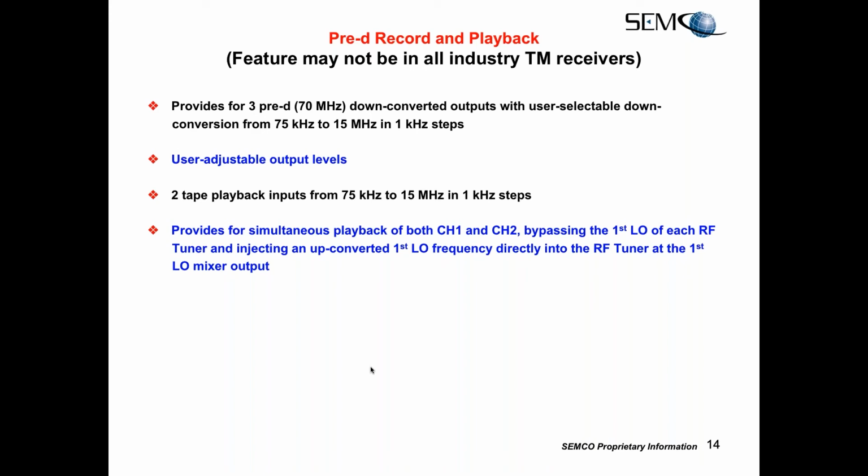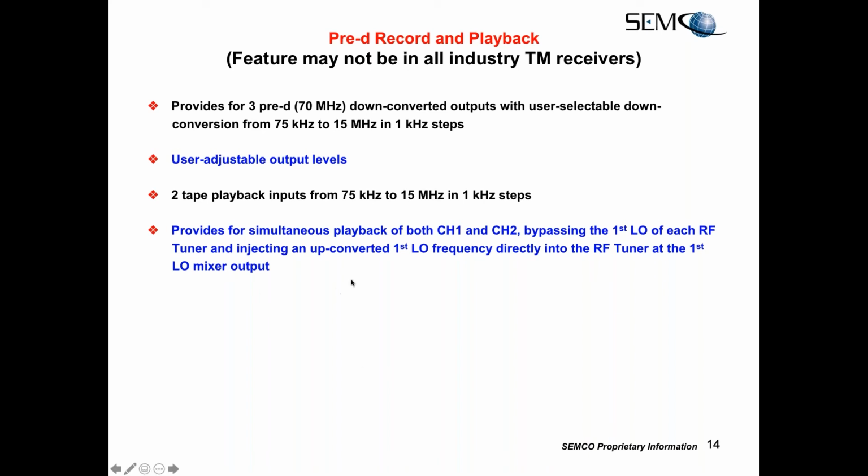So with this pre-D down converter, you don't have to record the entire 70 megahertz. You can basically record something that's a lot closer to the actual data rate that you're tracking. And so this pre-D record and playback capability allows you that capability. So then you have user adjustable gain levels, and then you have your channel 1 and channel 2 tape playback to where you can literally play the mission back again through your receiver, which is a very, very good feature to have.